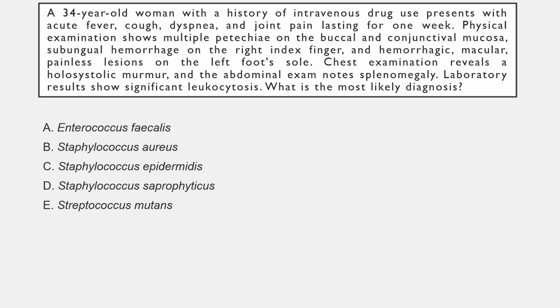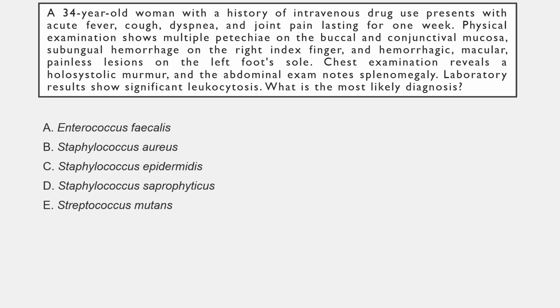Let's have a look at the third question. A 34-year-old woman with a history of intravenous drug use presents with acute fever, cough, dyspnea, and joint pain lasting for 1 week. Physical examination shows multiple petechiae on the buccal and conjunctival mucosa, subungual hemorrhage on the right index finger, and hemorrhagic macular painless lesions on the left foot sole.